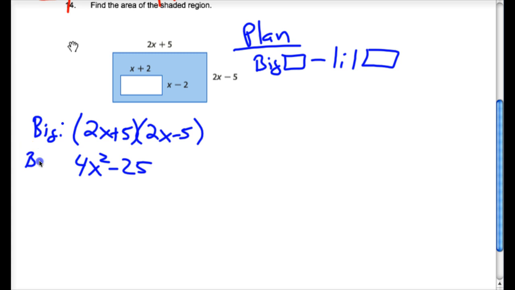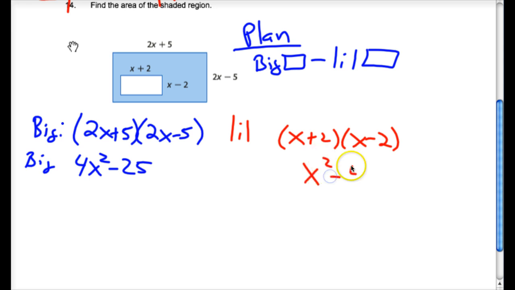There's the big rectangle. Now let's do the little one. x plus 2 times x minus 2. Length times width. What's x times x? x squared minus 4. Now, what do you do with those two expressions? Subtract. Do we subtract in here?